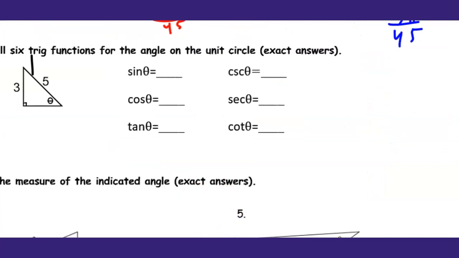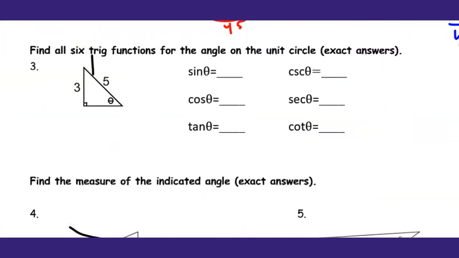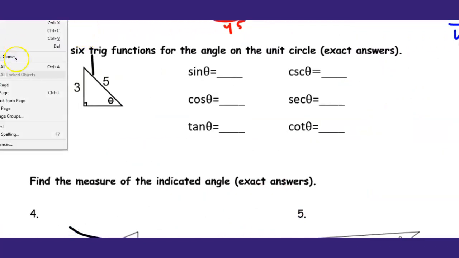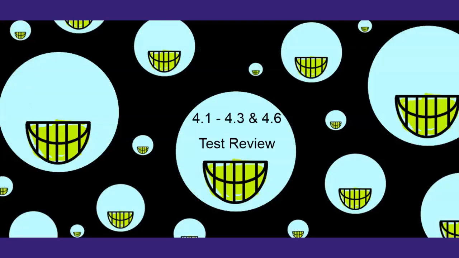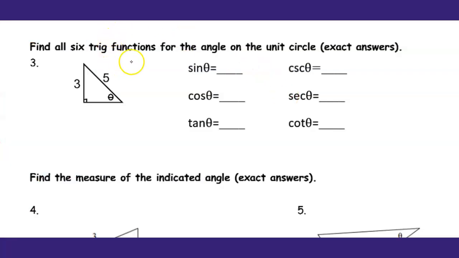Alright. Moving along, let's look at this next example. It says find all 6 trig functions with the angle on the unit circle. First of all, we have to find this side right here. This is opposite, this is adjacent, which we don't know, so I'm going to call that x, and this is the hypotenuse.